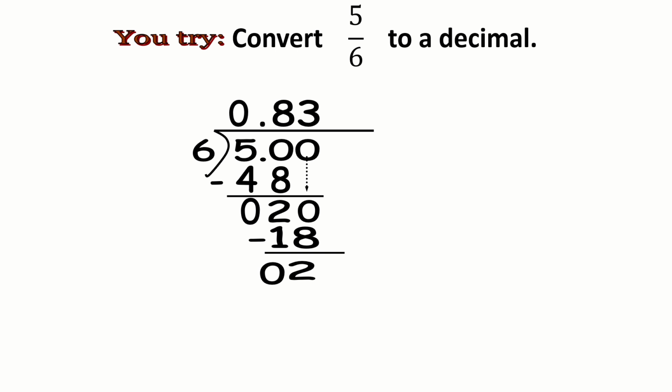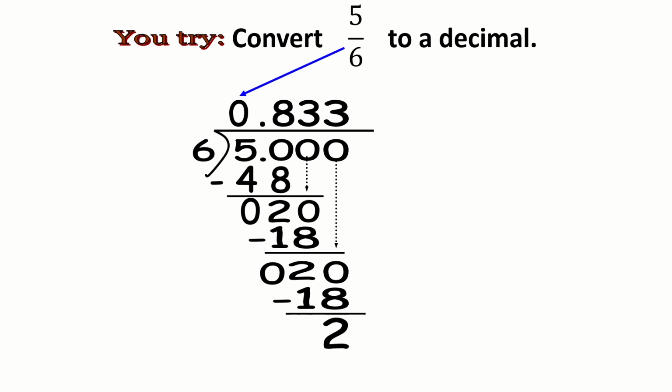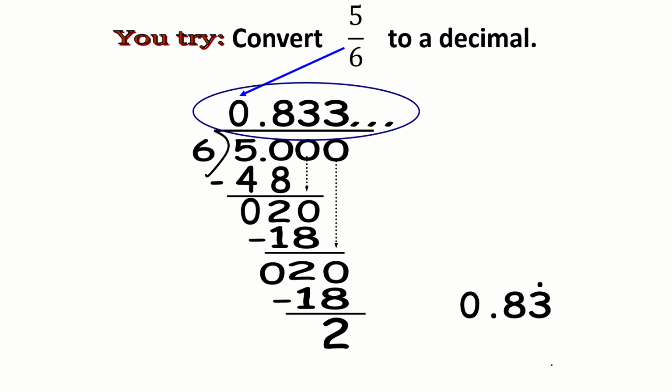2. There's a pattern here, right? So we bring it down and we keep dividing. So you see, 2 keeps repeating, and our final answer, we decide to take is 0.833. Don't forget to put the dots to signify that 3 is a repeating decimal there. However, we could write it as 0.83, put a dot on top of 3 to tell you that 3 keeps repeating. This is an example of a repeating decimal.